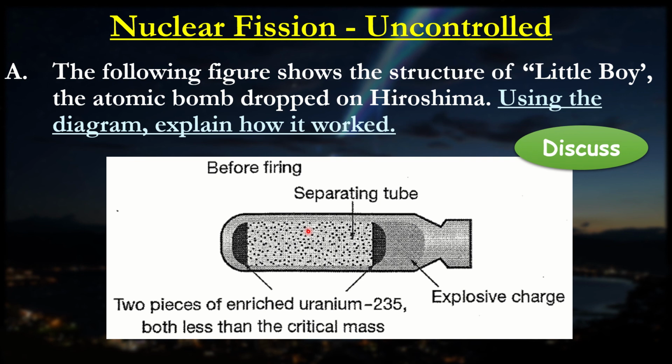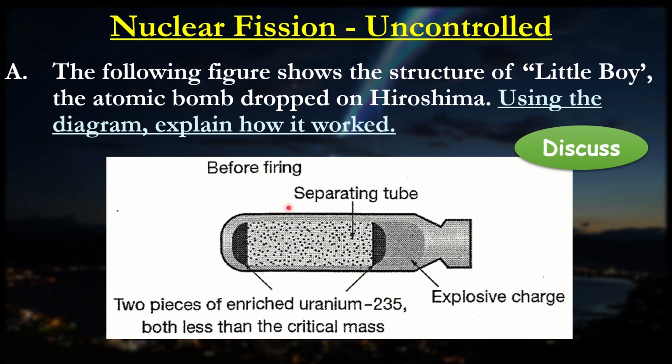The following figure shows the structure of Little Boy, the atomic bomb dropped on Hiroshima in World War II. Using this diagram, explain how it works. Now if you want to jot down some notes, feel free to pause the video here because I'm going to go through the explanation. Alright, so let's have a look.